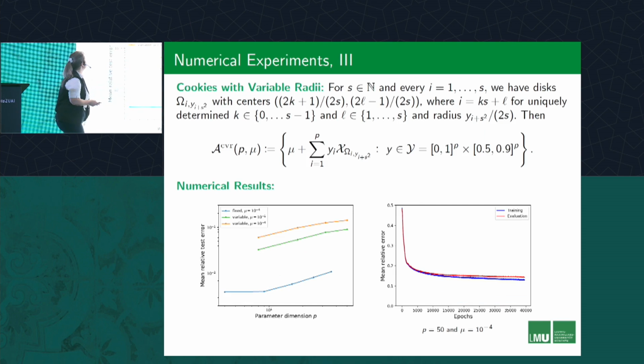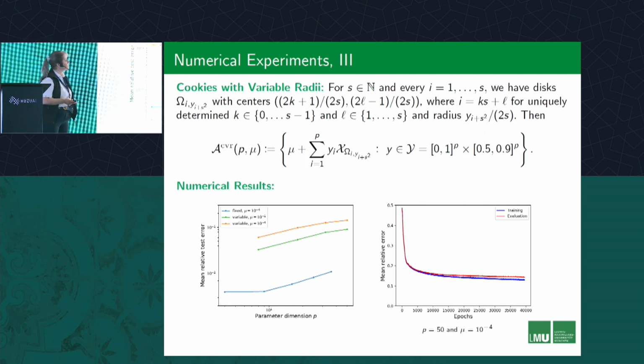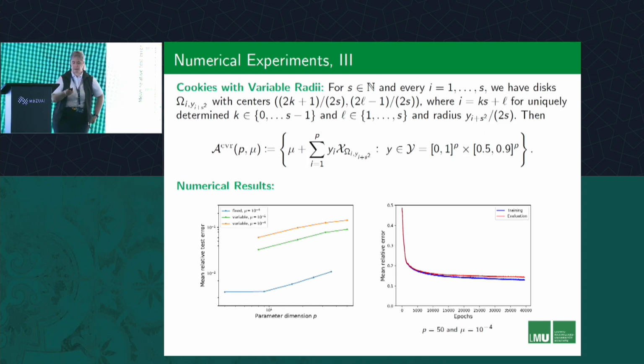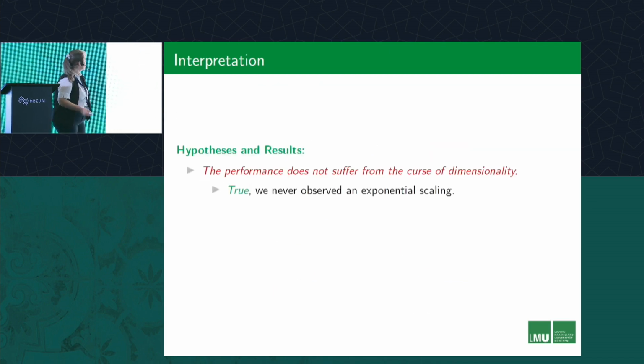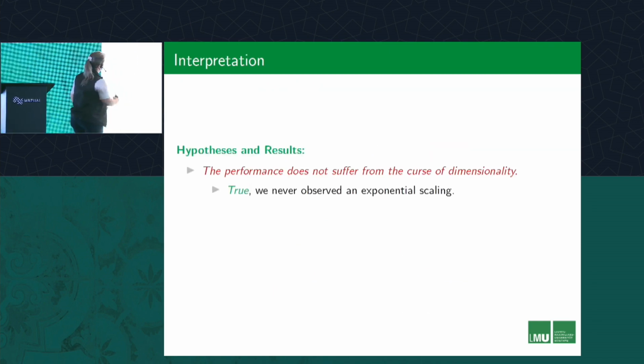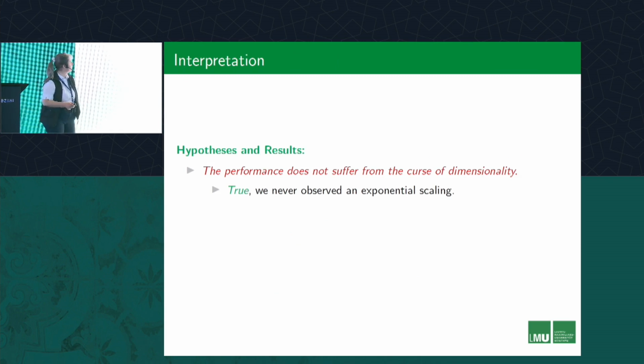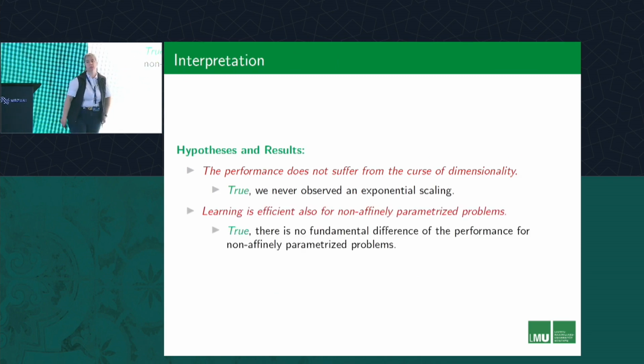And even if you go to the non-affine parameterization, also there things behave very nicely. So what one can show is, in that sense, the performance does not suffer from the curse of dimensionality, and it's also efficient for non-affine parameterizations. So I think this is a great asset.